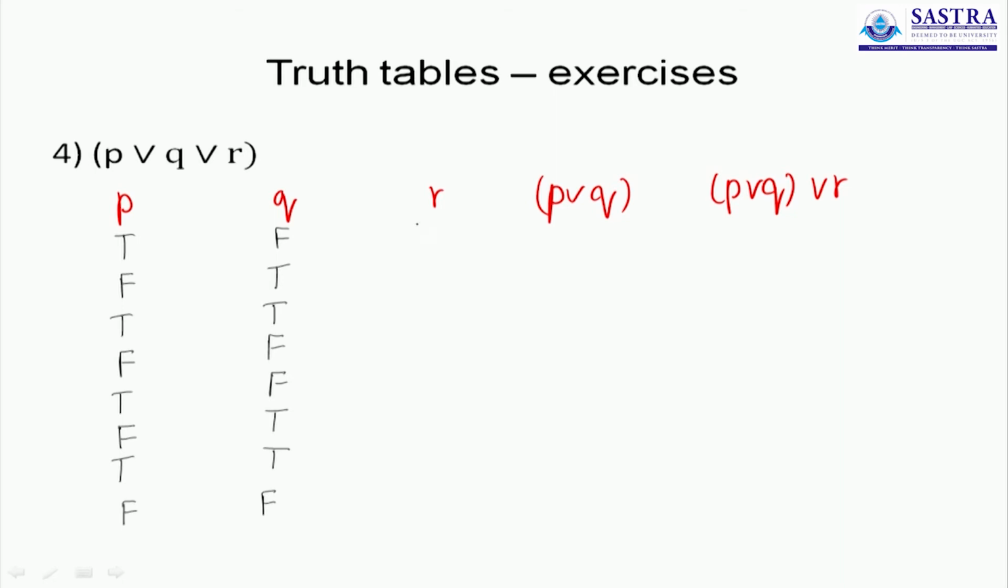Okay, what is R? R is true in all cases. R is false in all four of the remaining cases. This takes care of all 8 possible combinations. Now what does the first one say?